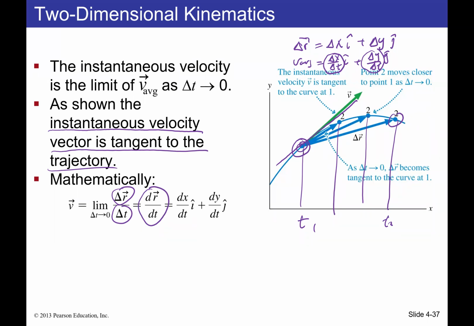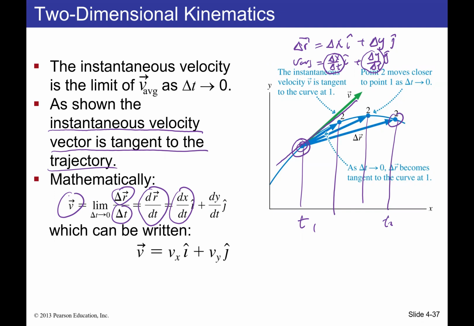But since delta r is delta x plus delta y, this becomes technically dx/dt i hat plus dy/dt j hat. Now, what it means here is, if I have this velocity, delta x over delta t, that's nothing but vx. So that's what it is. Delta y over delta t is nothing but vy.